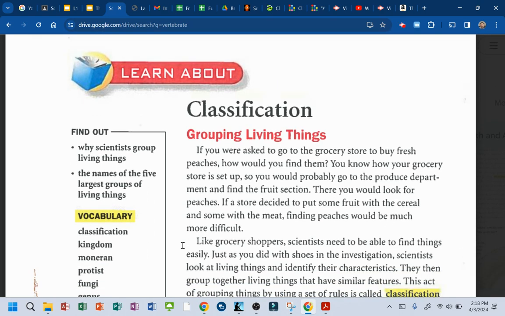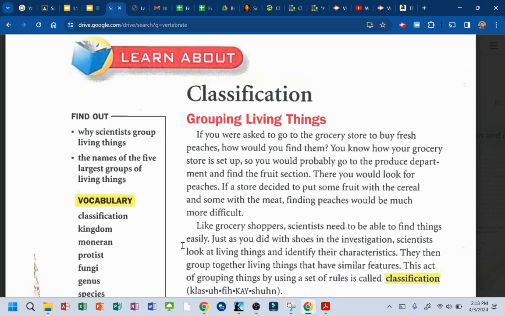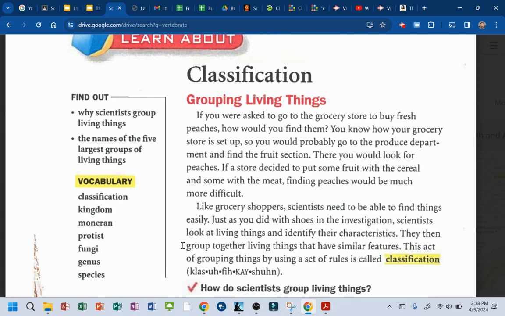Lesson one, we're talking about classifications of animals. We already went through our interactive sheet, and so I'm going to read this chapter to you so that you have an option to listen and follow along with me.